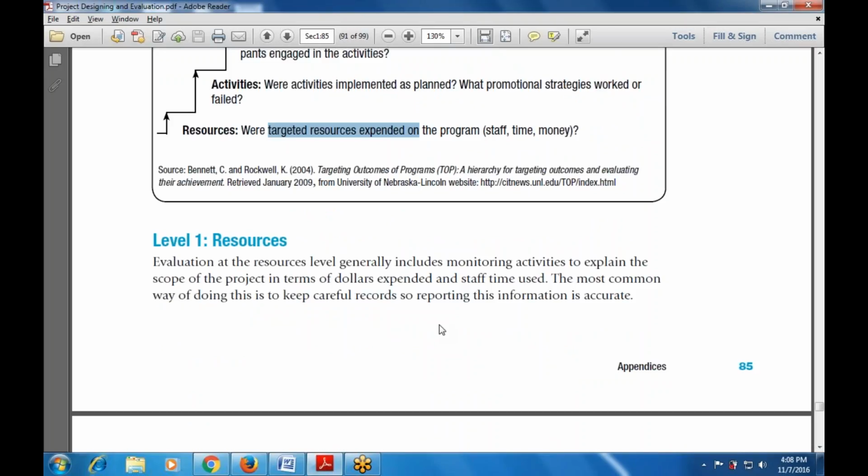So evaluation at the resource level generally includes monitoring activities to explain the scope of the project in terms of the dollars expended and the staff time required. These must be known in advance. What are the various activities known in advance for the resources? Whatsoever the resources and provisions used over here, that will be the resources. The main resource that is used generally includes the monitoring activities to explain the scope of the project.